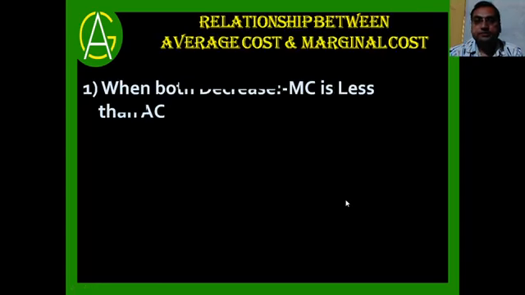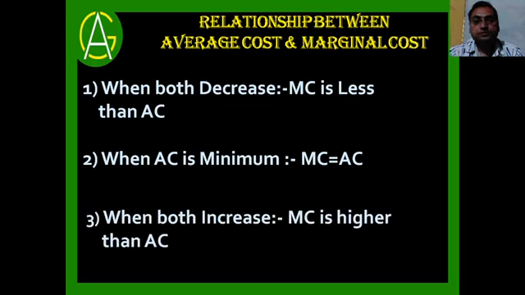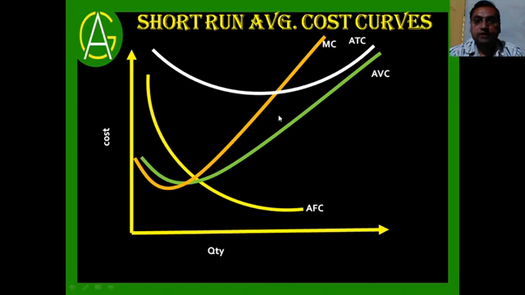Second relation, when average cost is minimum, marginal cost is equal to average cost. Once again, when average cost is minimum, marginal cost is equal to average cost. Let us see how. Here it is given again through the curve. When average cost is minimum at this particular point, marginal cost cuts average cost. It means that marginal cost and average cost are equal. So when average cost is minimum, marginal cost will be equal to average cost.